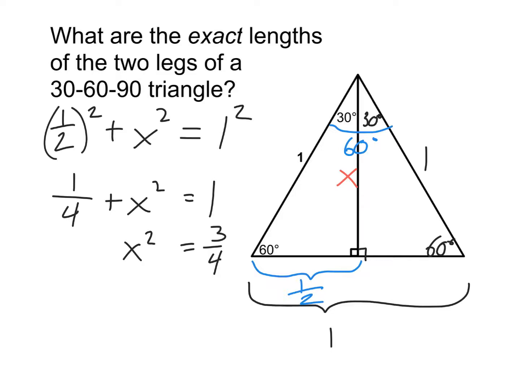Then one last step to figure out what x is, I have to get rid of the squared, which means taking the square root of 3/4. And just like squaring a fraction, you square top and bottom, to square root a fraction, you square root the top and square root the bottom. So the square root of 3 on top, well, that's just square root of 3. Square root of 4 on bottom, that's actually 2. So then that other side length is root 3 over 2. And that's how we can know those.